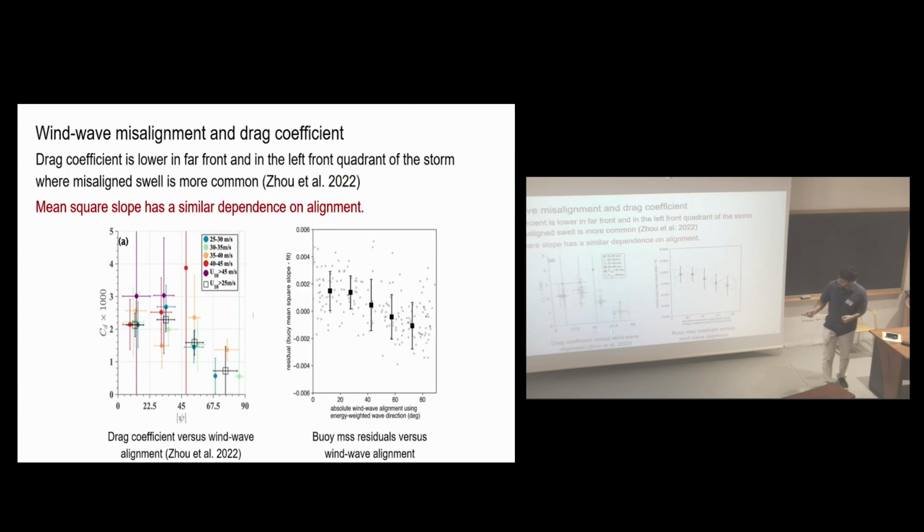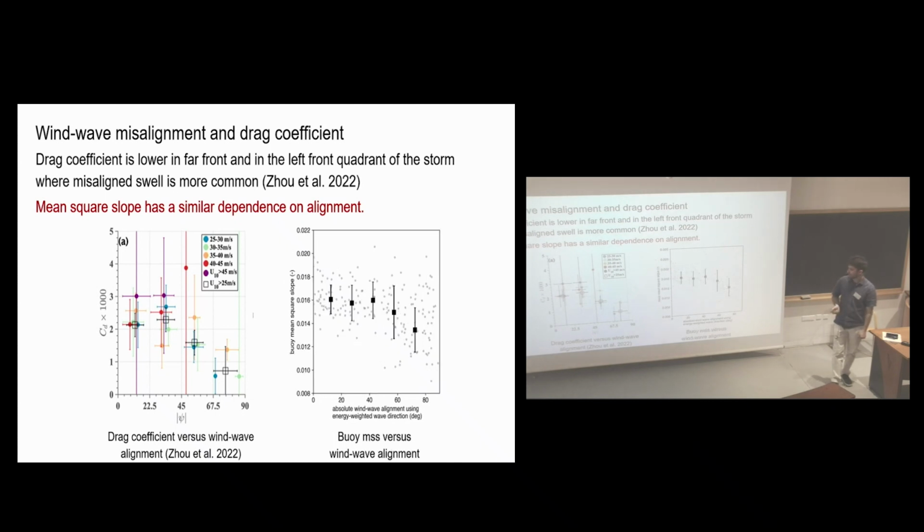And here they're showing their observations of drag coefficient as a function of wind-wave misalignment, and they find that it might peak around 30 degrees, but it's generally higher when you have wind and waves more aligned, and decreases as the wind and waves become increasingly misaligned. And we again see a similar effect, both spatially and with our residuals. They tend to be higher where the wind and waves are aligned, and decrease as we become increasingly misaligned. The same is true of the mean square slope observations themselves.